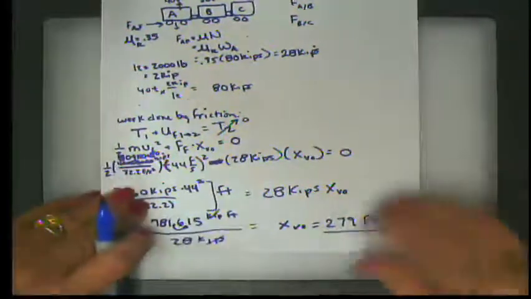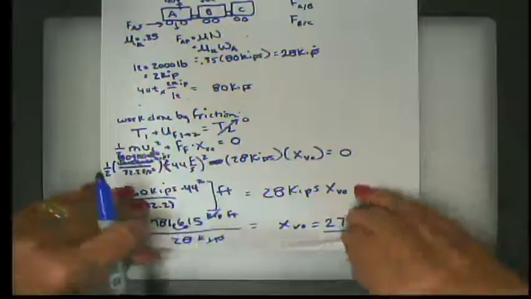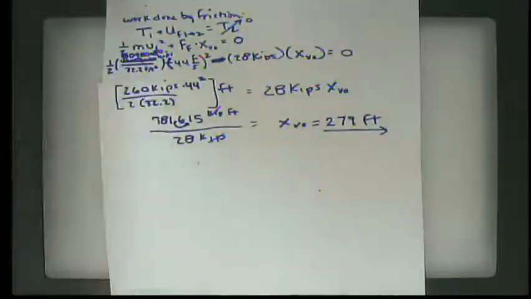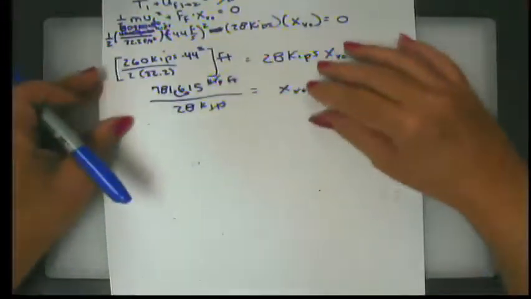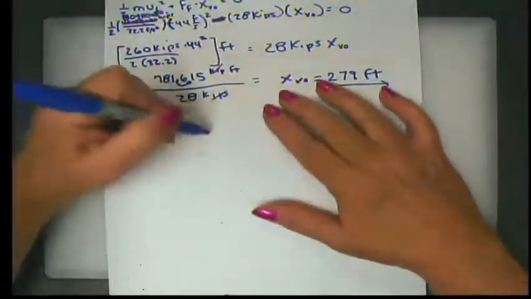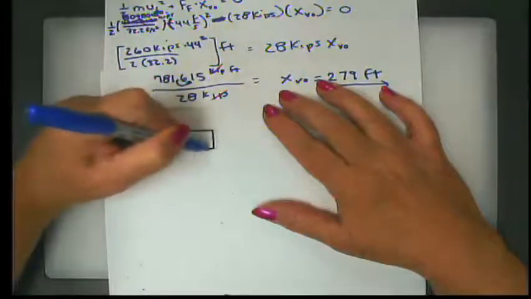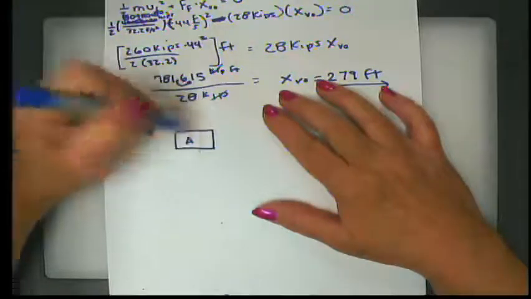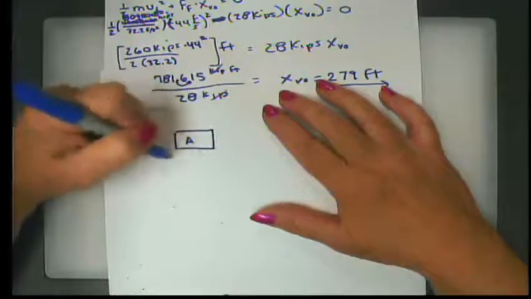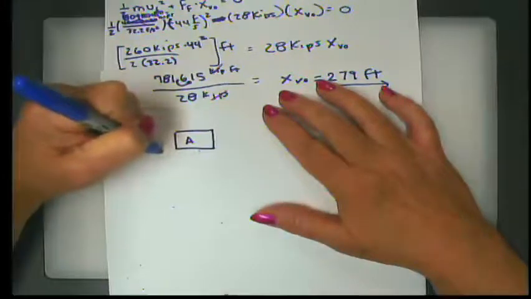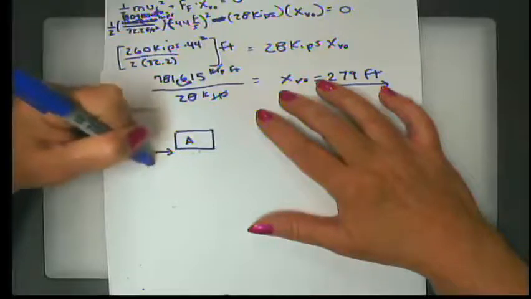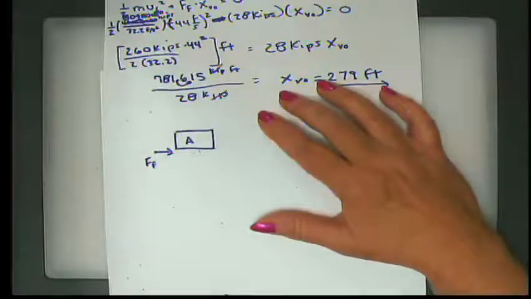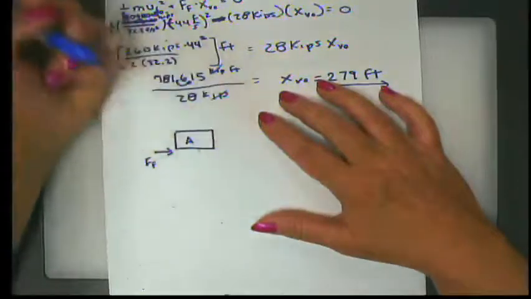All right. Now, to do the force in the coupling, we're going to have to separate out the car and look at what's going on with each car. All right. So let's take a look at car A. Now we know something about how it slows down. We know that there is a force of friction pushing it this way. And we also know that there is something going on in the coupling.